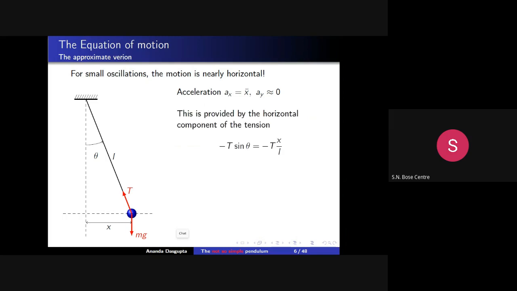Now, how do you get the horizontal acceleration? Of course, you need a force for that. And since gravity is vertical, it of course does not give you a horizontal component. The horizontal component comes from T. And it's easy to see, it's really T sine theta, that's the horizontal component, or minus T sine theta, being in the opposite direction. And sine theta from this diagram is easy to see is x by L. So minus sine, so this is an exact relationship, by the way.